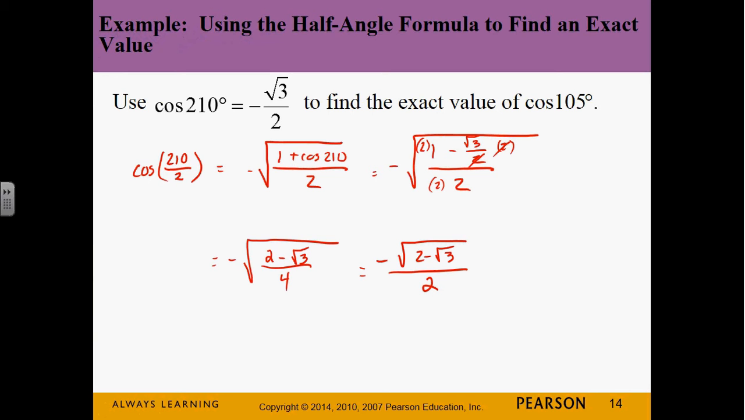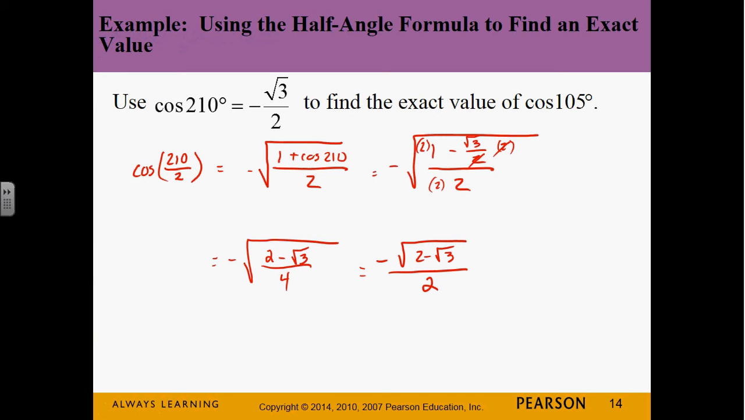So more than likely, you're going to see this anytime you try to do a half angle formula. You're going to see some kind of radical inside of a radical, unless you're doing those quadrantal angles, or maybe cosine of 60 or sine of 30, that only have one half.